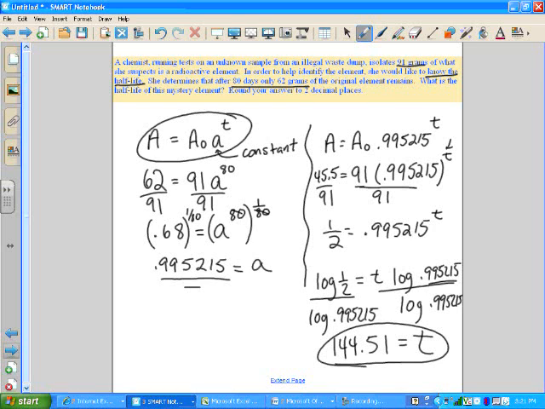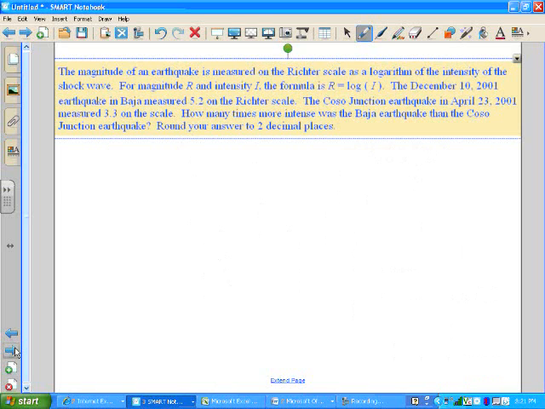Okay, let's look at a couple more here now. All right, this goes back to the earthquake problem. So this is actually very similar to the one that we just talked about a few days ago. So it says the magnitude of an earthquake on the Richter scale is a logarithm of intensity of the shock wave, the magnitude R and intensity I. The formula is R equals log of I. So they give me the formula there. That's kind of nice. So it says in December of 2001, they had an earthquake that measured 5.2 on the Richter scale.